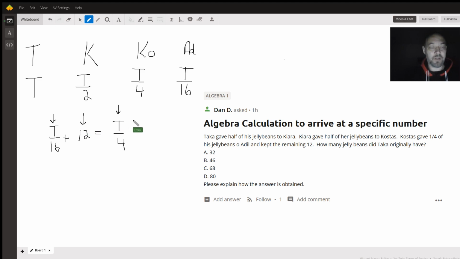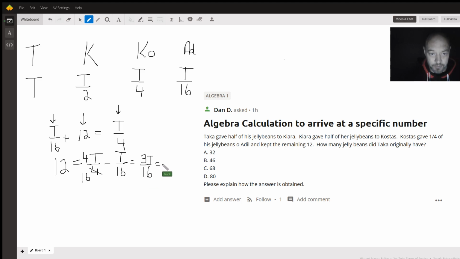So T over 16 plus 12 equals T over 4. Now we can solve for T. I'm going to move the T over 16 to the other side: 12 equals T over 4 minus T over 16. You could do that on your calculator, or if you have to do it by hand, you need a common denominator, which will be 16. 4 goes into 16 4 times, so multiply the numerator by 4 as well. 4T over 16 minus T over 16 equals 3T over 16, and that has to equal 12.